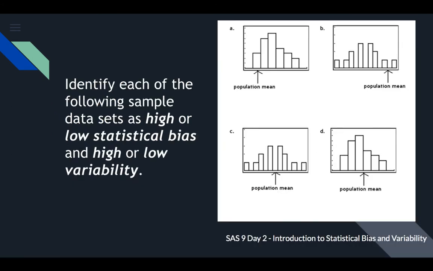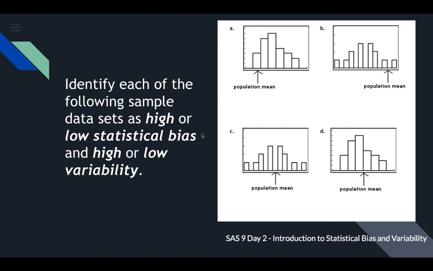So we're going to identify the following sample data sets as high or low statistical bias and high or low variability. So I want to look at this graphical display, and we can see from the sample, just by looking at it, where the mean is. It's probably kind of close to the mode. You see that? And same here, probably right around here. But the population mean is at a different spot. As you can see here, this one, they're a little more spread out, but you can see that the mean's probably right around here. Same thing here.